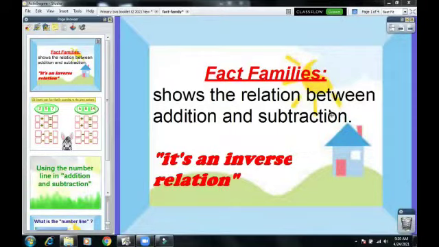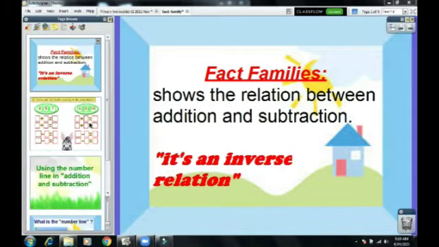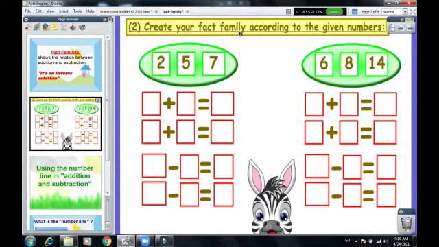And now that fact family shows us the relation between addition and subtraction, and that it is an inverse relation. It means that addition is the inverse of subtraction and subtraction is the inverse of addition. So let's see some examples. Create your fact family according to the given numbers.